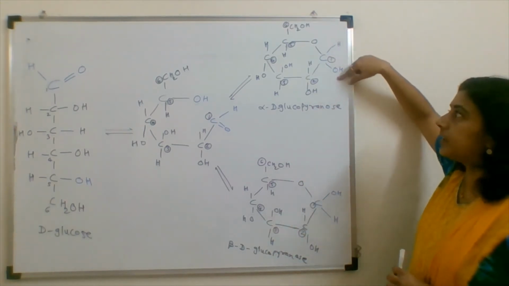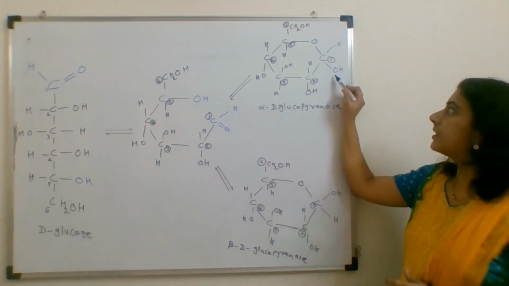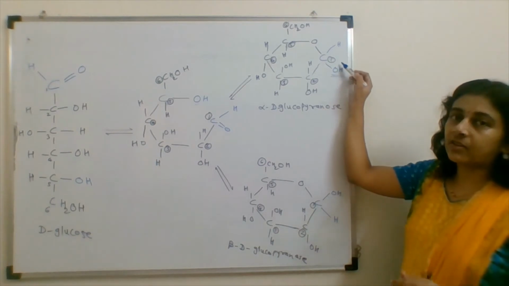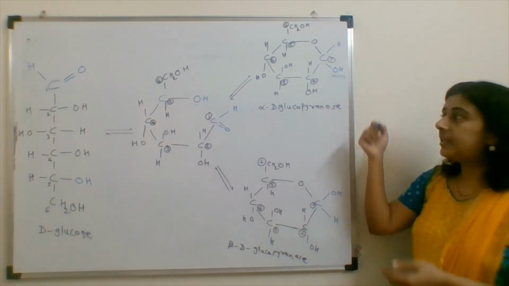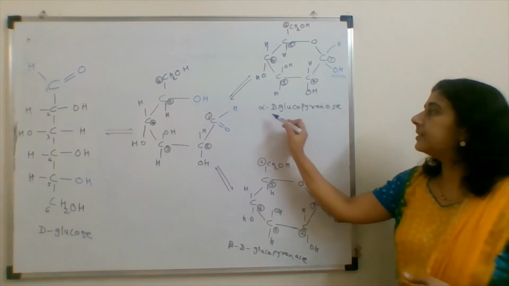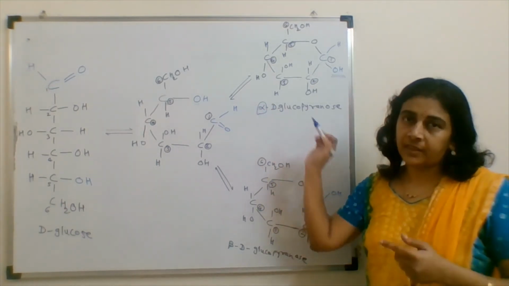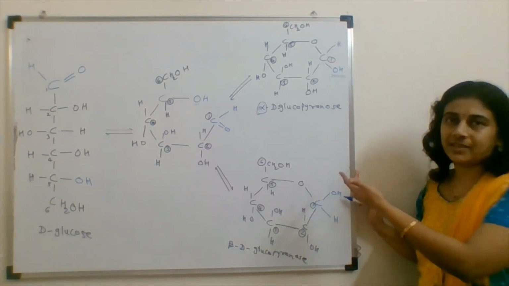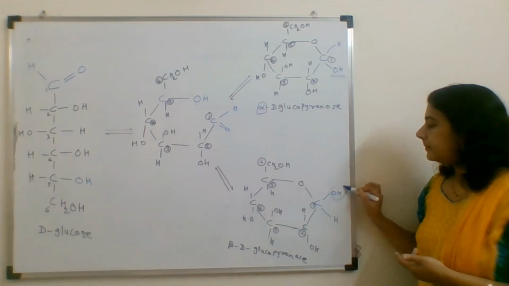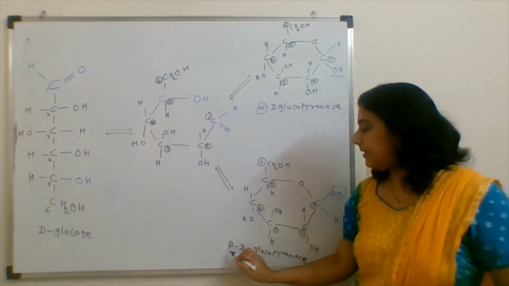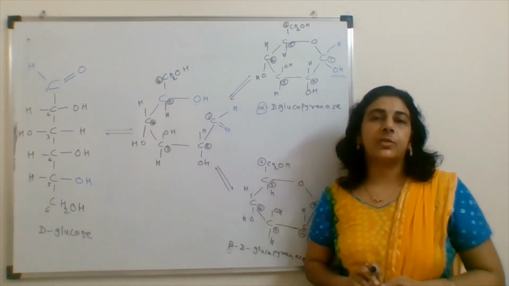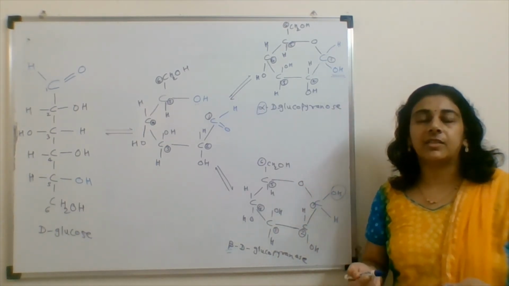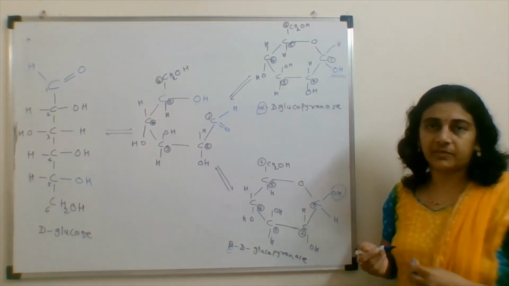All our focus is on this hydroxyl group, the hydroxyl group on the first carbon atom. If this hydroxyl group on the first carbon atom is at the lower side, then the form is known as alpha form. If this hydroxyl group is at the upper side of the carbon atom, in this way, we call this form a beta form. This is to be remembered. When the hydroxyl group is at the lower side, it is an alpha form. When the hydroxyl group is at the upper side, it is a beta form.